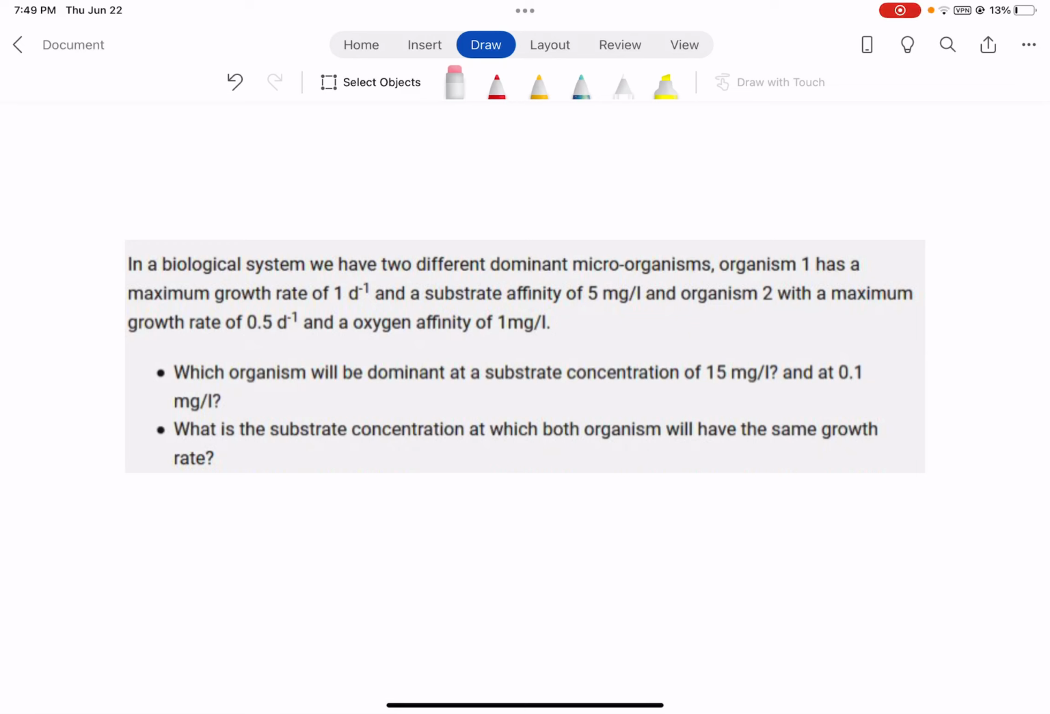Let's look at this problem. In a biological system, we have two different dominant microorganisms.